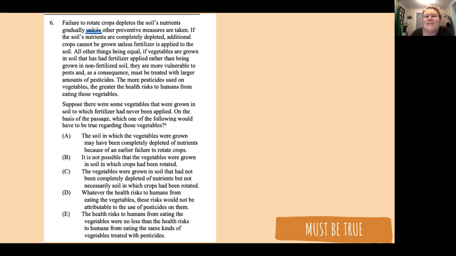Okay, so failure to rotate crops depletes the soil nutrients gradually unless other preventative measures are taken. So if we don't rotate our crops, then other preventative measures were taken. Yes, that means that failure to rotate crops depletes the soils unless, so if we don't rotate crops, we're not gonna have soil nutrients. So if we have soil nutrients, that means that we rotated the crops, right? Unless we did a preventative measure. Mm-hmm. So then we get to this if sentence.